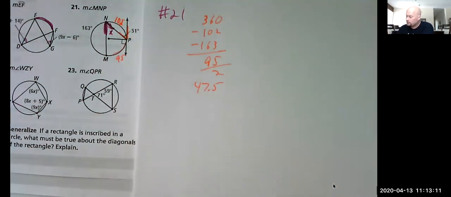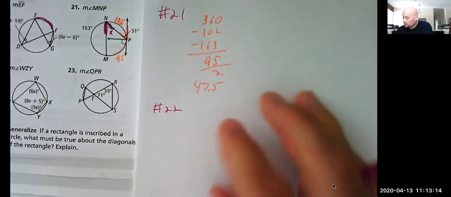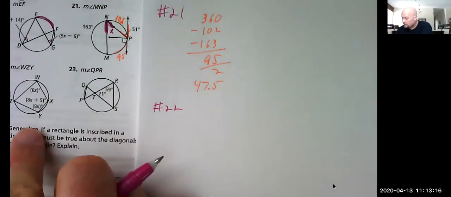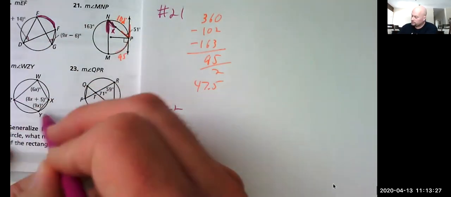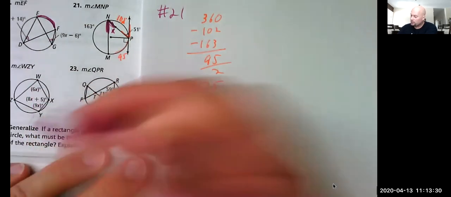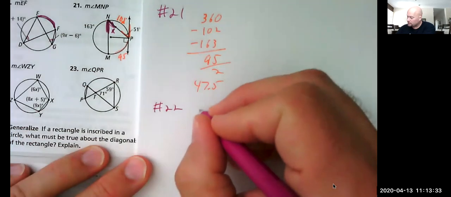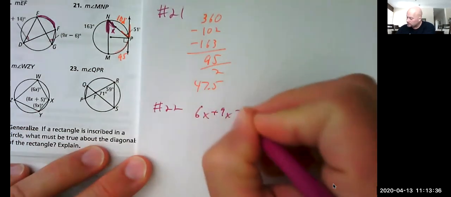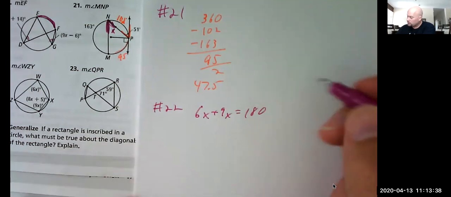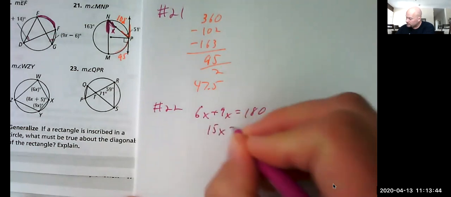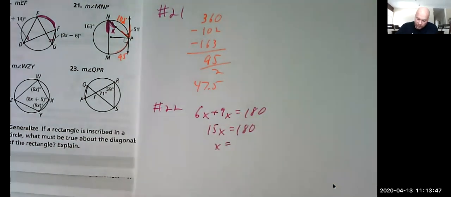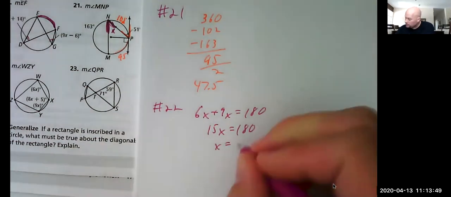Now, on 22. All right, lots of stuff is happening here. They want measure of WZY. Well, the important thing to remember here is if you have an inscribed quadrilateral, the opposite angles are going to be supplementary. So the 6x and the 9x have to add up to 180. 6x plus 9x equals 180. Once you know that, we can solve for x. So 6x and 9x gives us 15x. Divide 180 by 15, and you get 12.